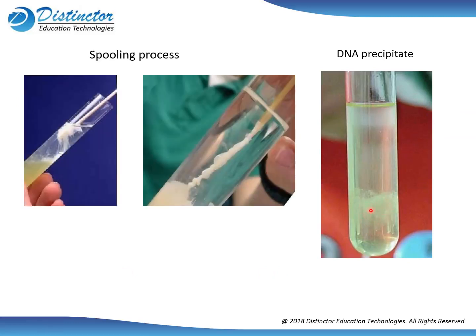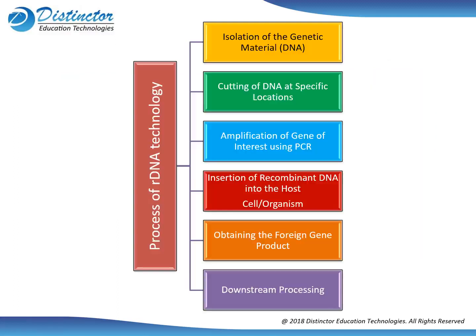Now this DNA has to be taken out from the test tube. For that we use a process called the spooling process. In this spooling process we remove the DNA thread from the test tube. The DNA always precipitates in the form of a colorless thread. So by adding cold ethanol we can precipitate the pure form of DNA, and then remove it by the spooling process. Now we get the desired DNA.